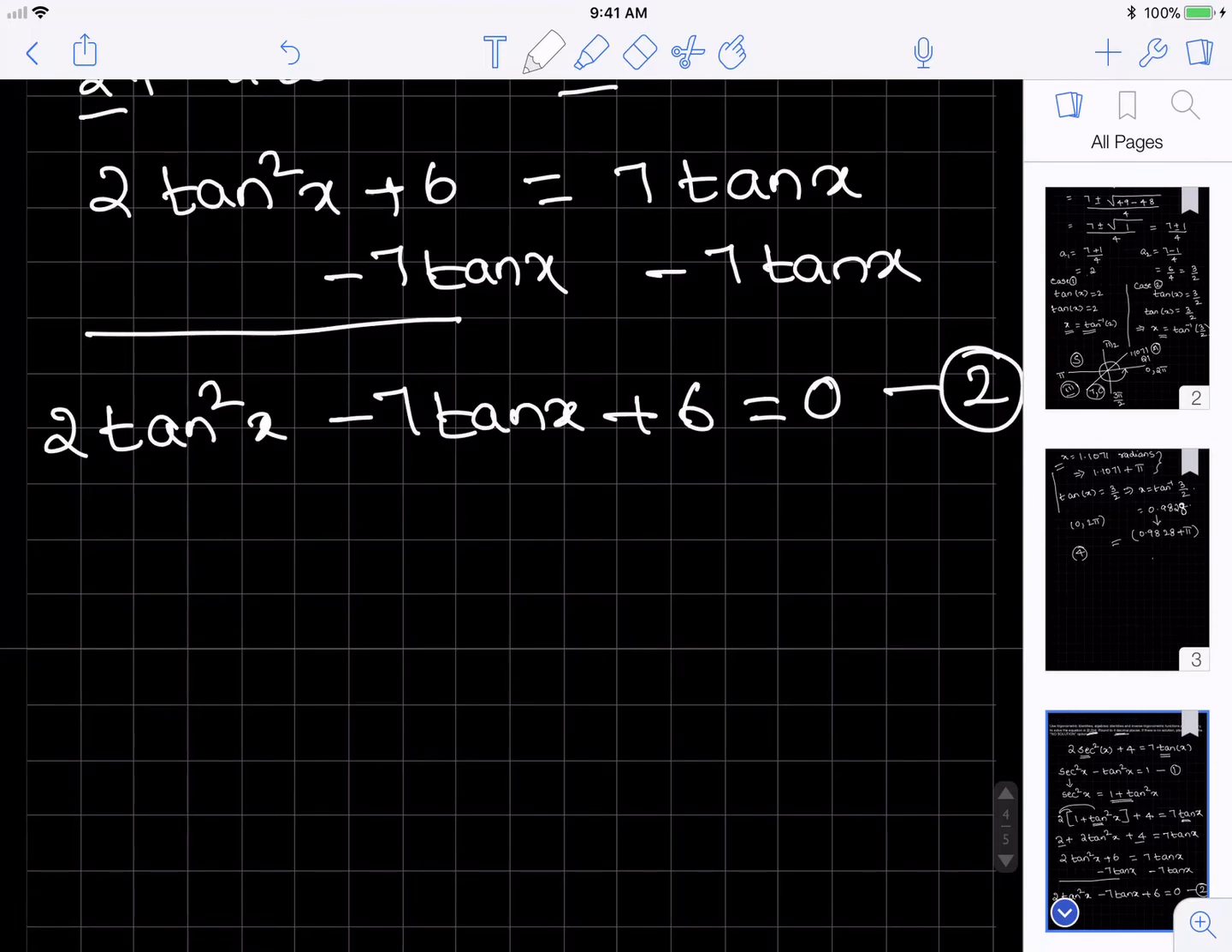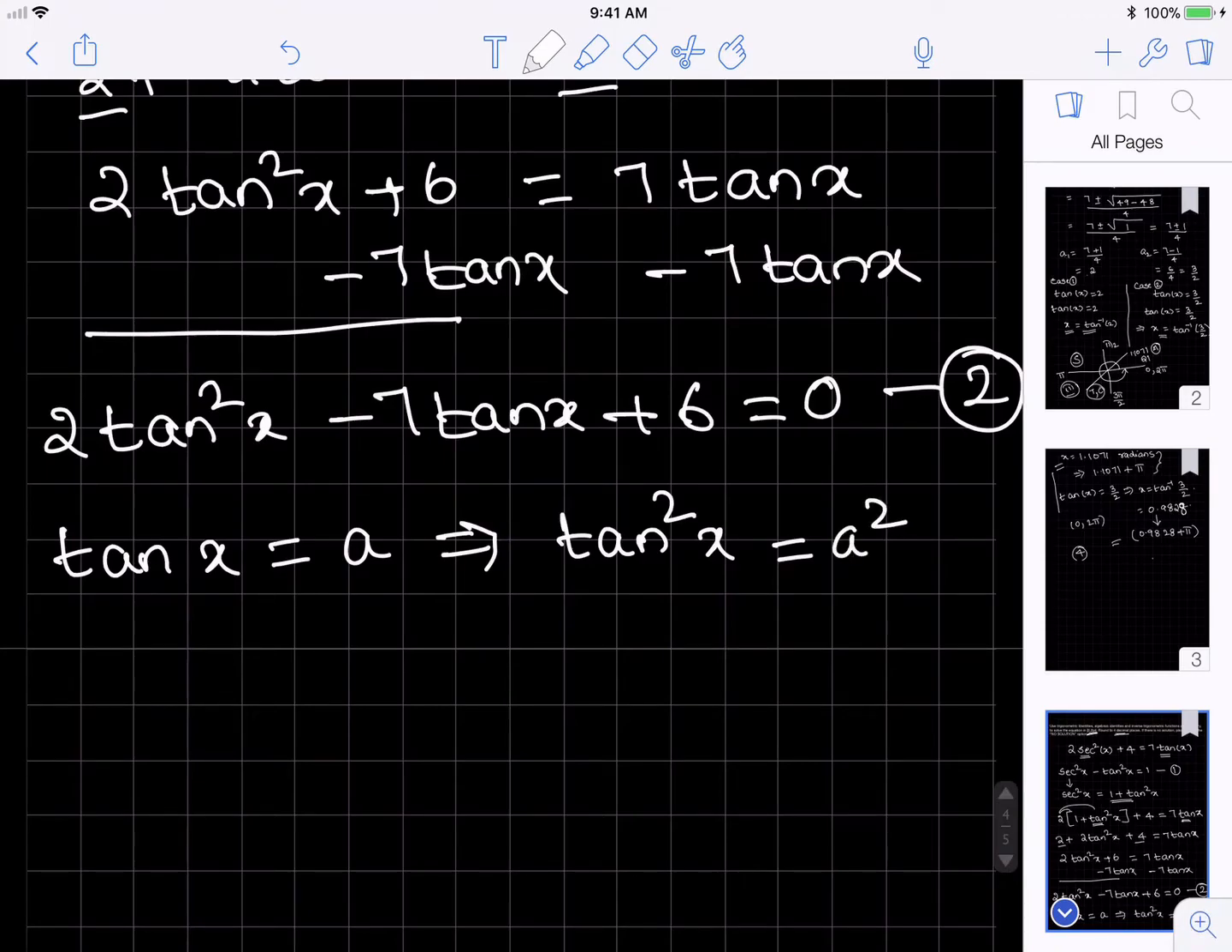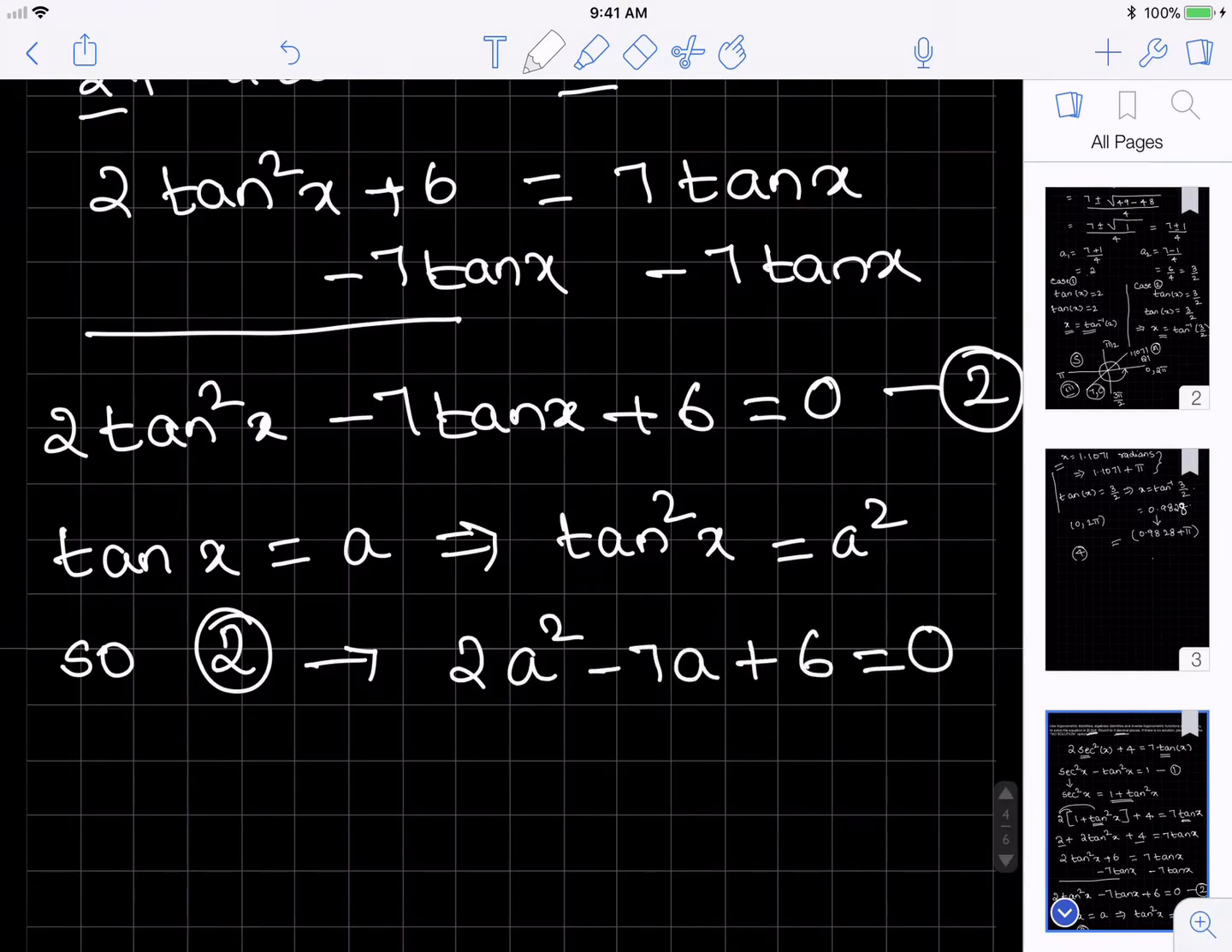So if you feel this is a bit difficult to handle, let us consider tan x equal to a, which implies tan squared x will become a squared. So wherever you have tan x, you replace with a, and wherever you have tan squared x, you replace with a squared. So equation 2 becomes 2a squared minus 7a plus 6 equal to 0. This is a quadratic equation in a, for which we already know the roots.